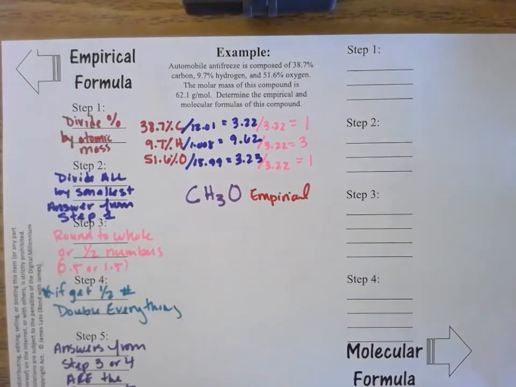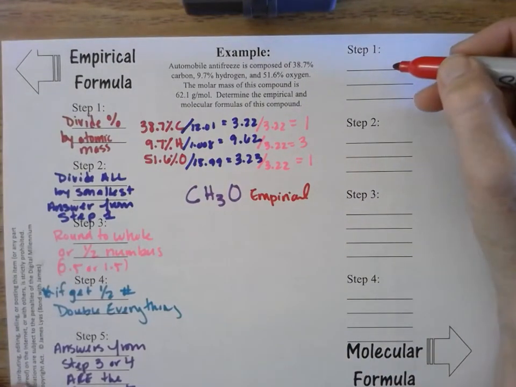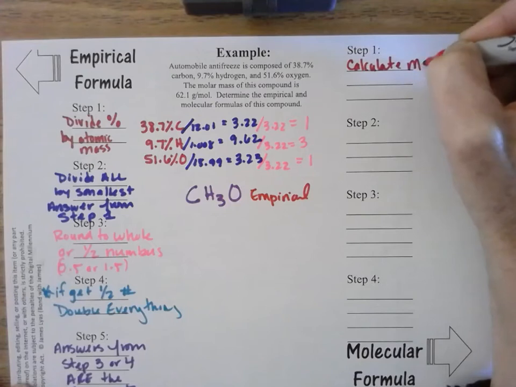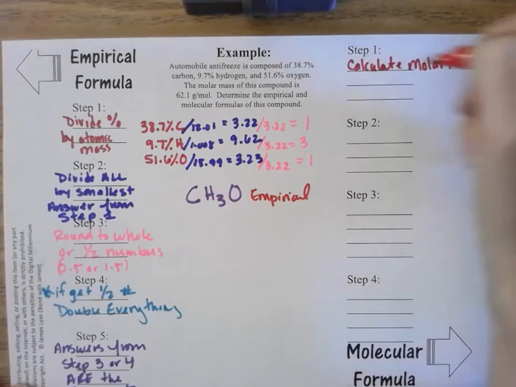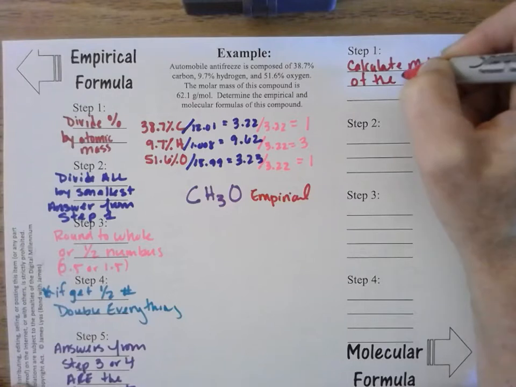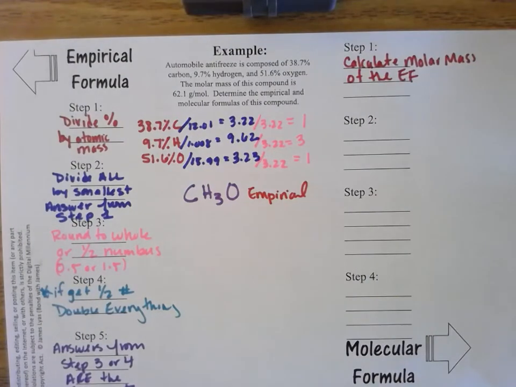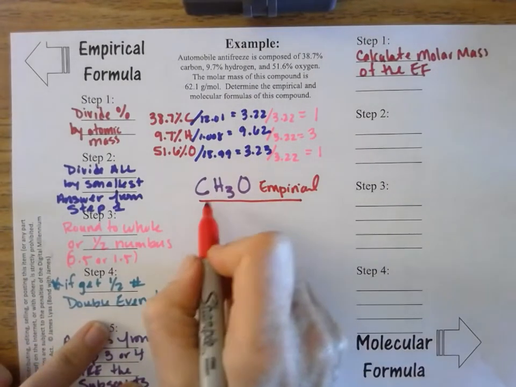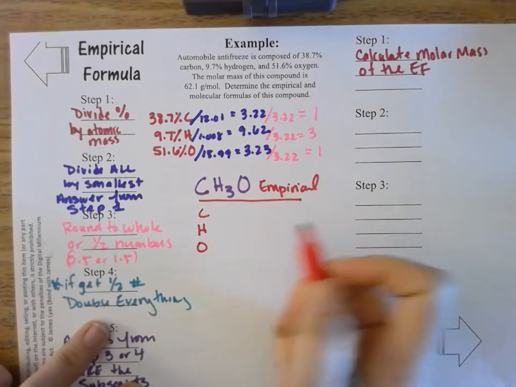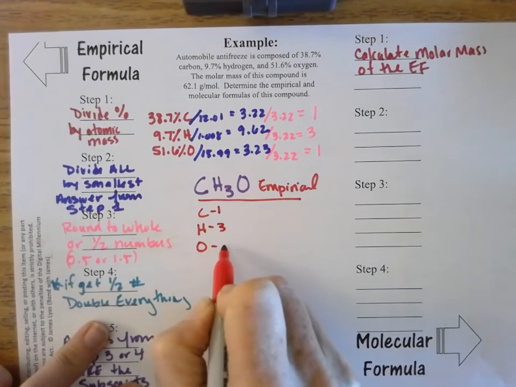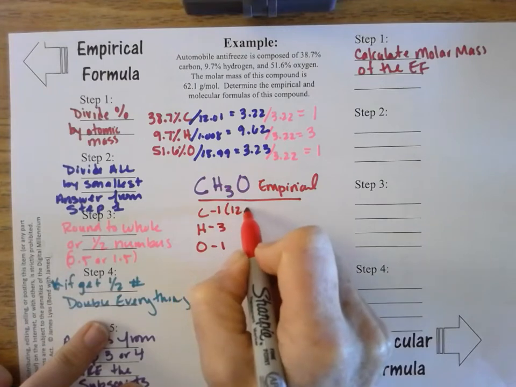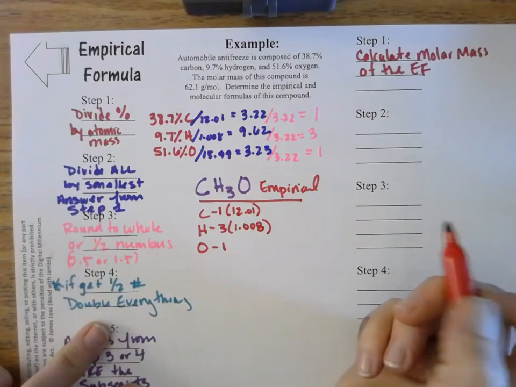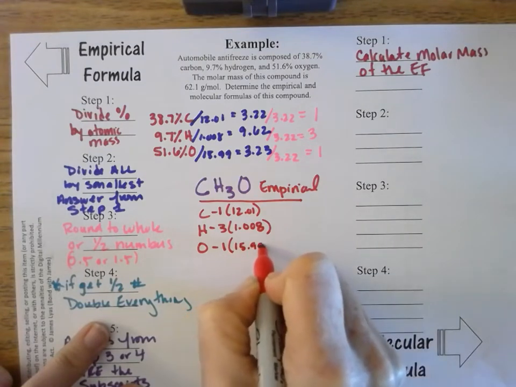The first step in doing that is to calculate the molar mass of the empirical formula. So we can totally do that. So we have our little formula here. I have carbons, hydrogens, and oxygens. I have 1, I have 3, I have 1. The atomic mass of carbon is 12.01. The atomic mass of hydrogen is 1.008, and the atomic mass of oxygen is 15.999.